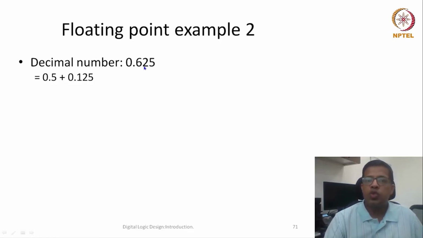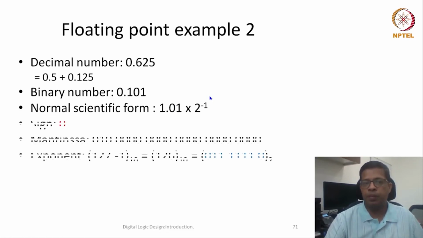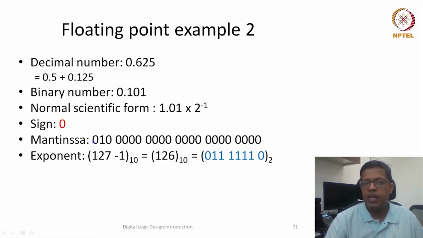So this 0.625 can be written as 0.5, that means 1/2, plus 0.125, that means 1/8. In binary, it would be 0.101. Making this number into normal scientific form requires 1.01, because the first significant digit is 1, so it has to be pushed like this: 1.01 times 2 to the power minus 1. So we now have all the information. We know the number is positive, we know the mantissa is 0, 1, and we know the exponent. Now we can construct a floating point number. The sign would be 0, the mantissa is 0, 1, 0, and for all the rest of the nibbles it's going to be 0.